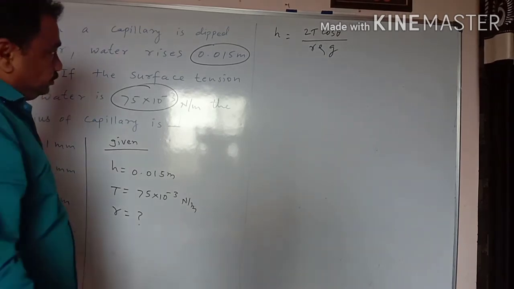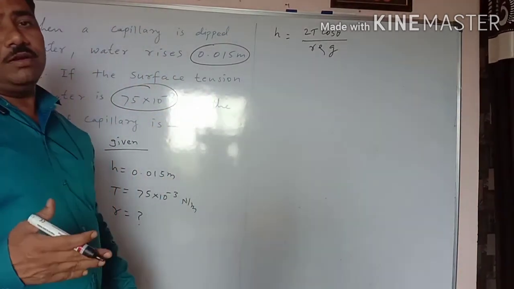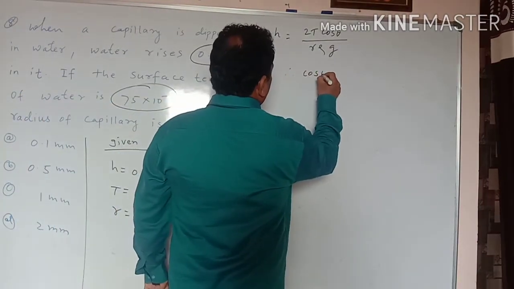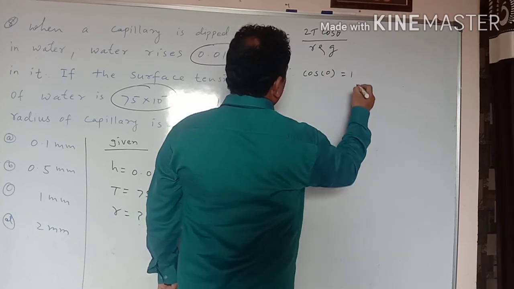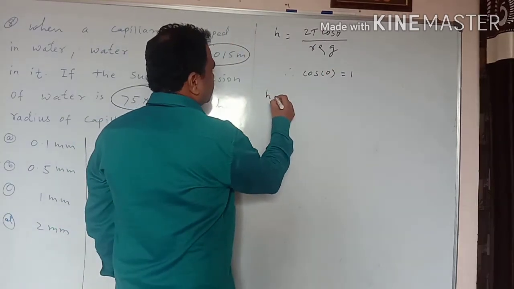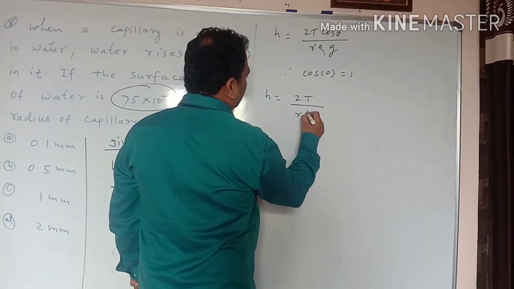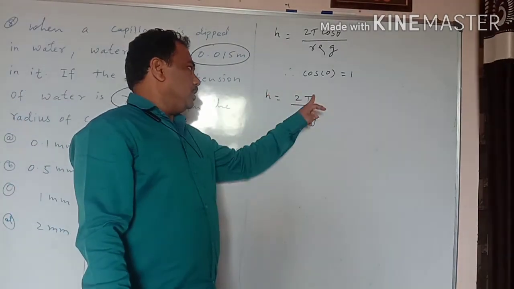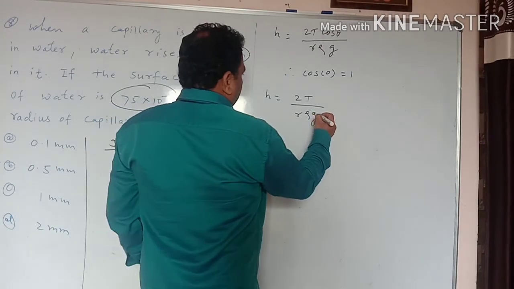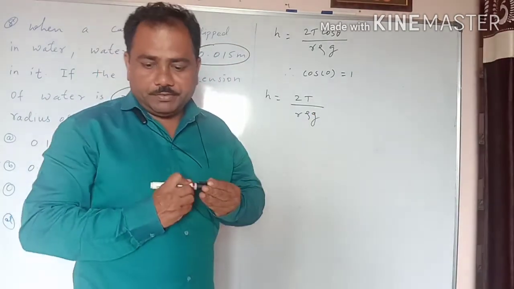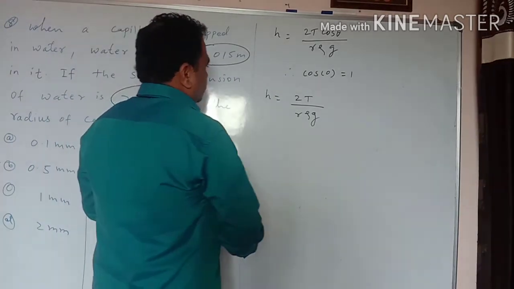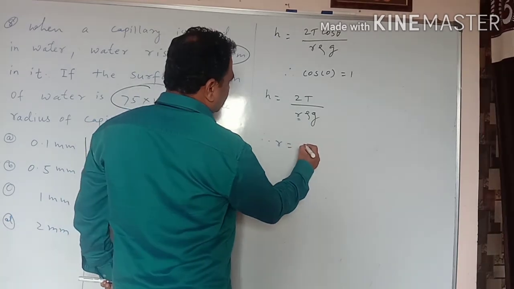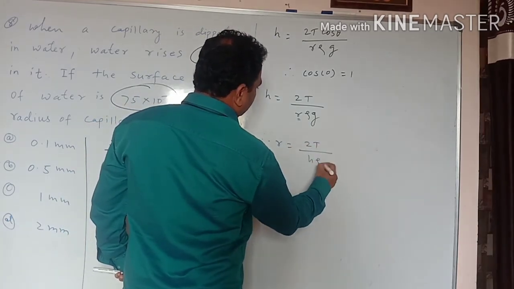So see here, liquid is there, so obviously the angle of contact in the case of water is 0. Therefore if we put cos 0 instead of cos theta, the value of cos 0 is equal to 1. Therefore this formula becomes h is equal to only 2T upon r rho g. So concentrate on the relation between height and r. To calculate radius r, this formula becomes r is equal to 2T upon h rho g.